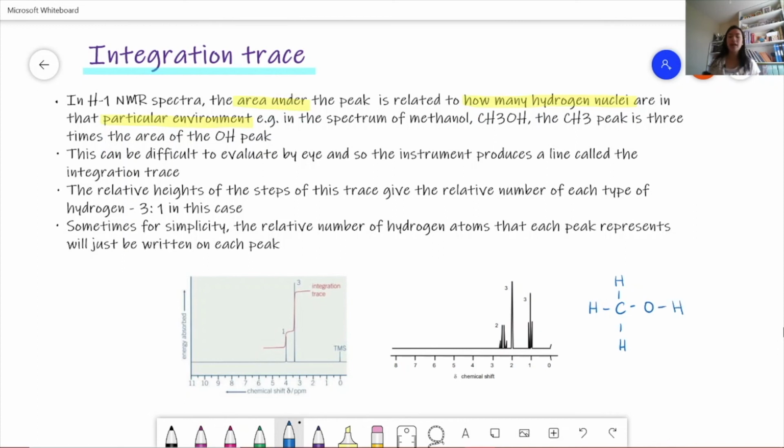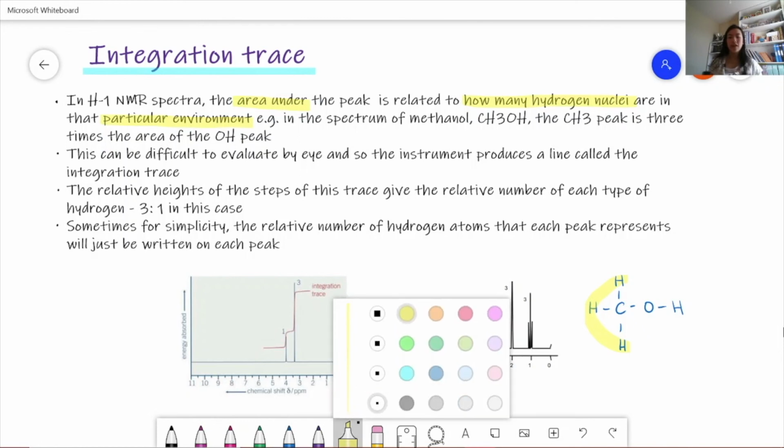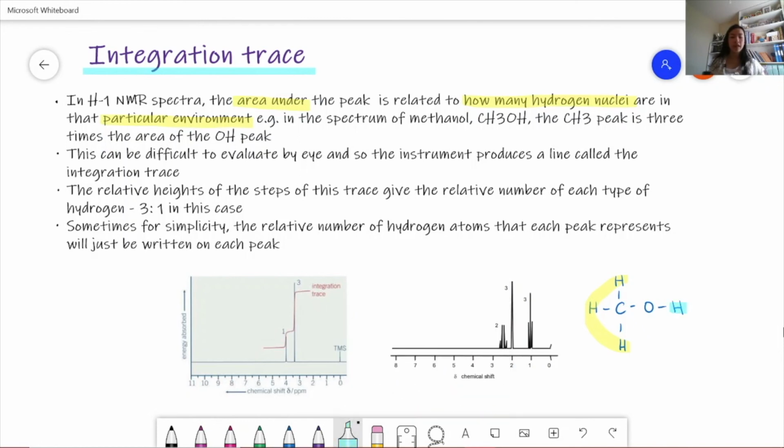So we have 4 hydrogens in total, but these 3 here, like for carbon-13, are all in the same environment because they're all attached to a carbon which is singly bonded to an oxygen. And then this other hydrogen here is in a different environment. And so the peak for the CH3 will be 3 times the area of the OH peak because we've got 3 hydrogens rather than 1.